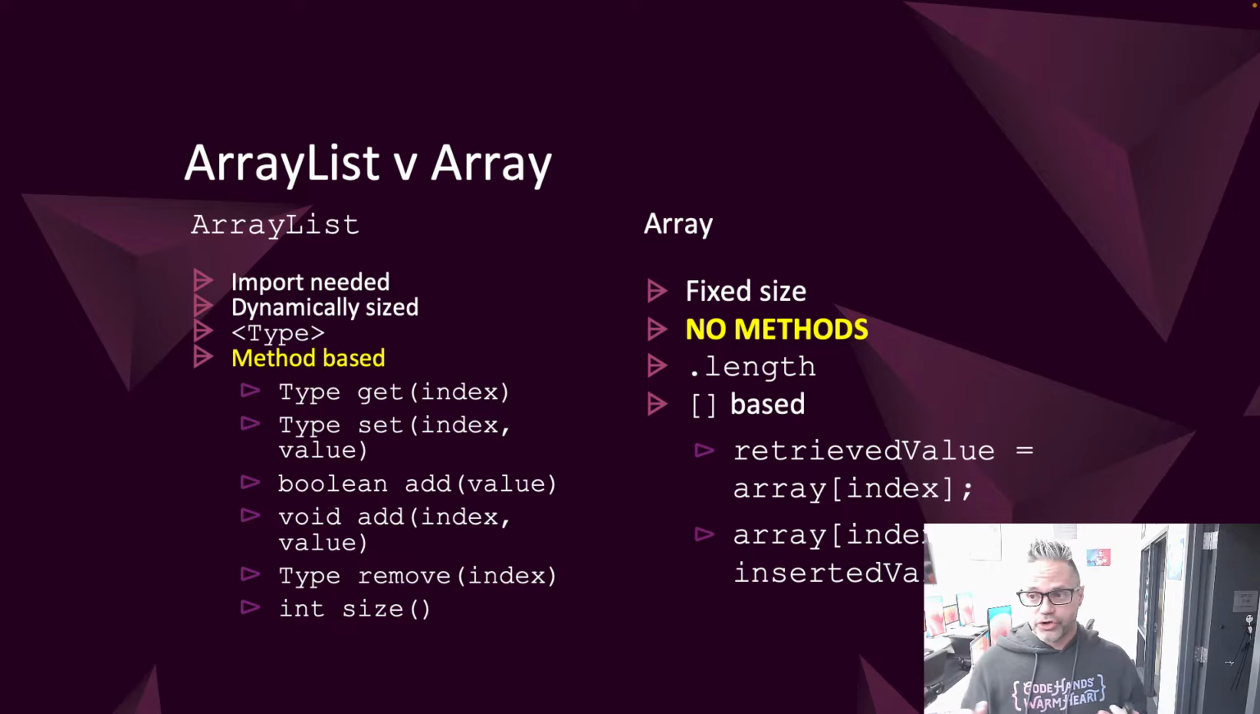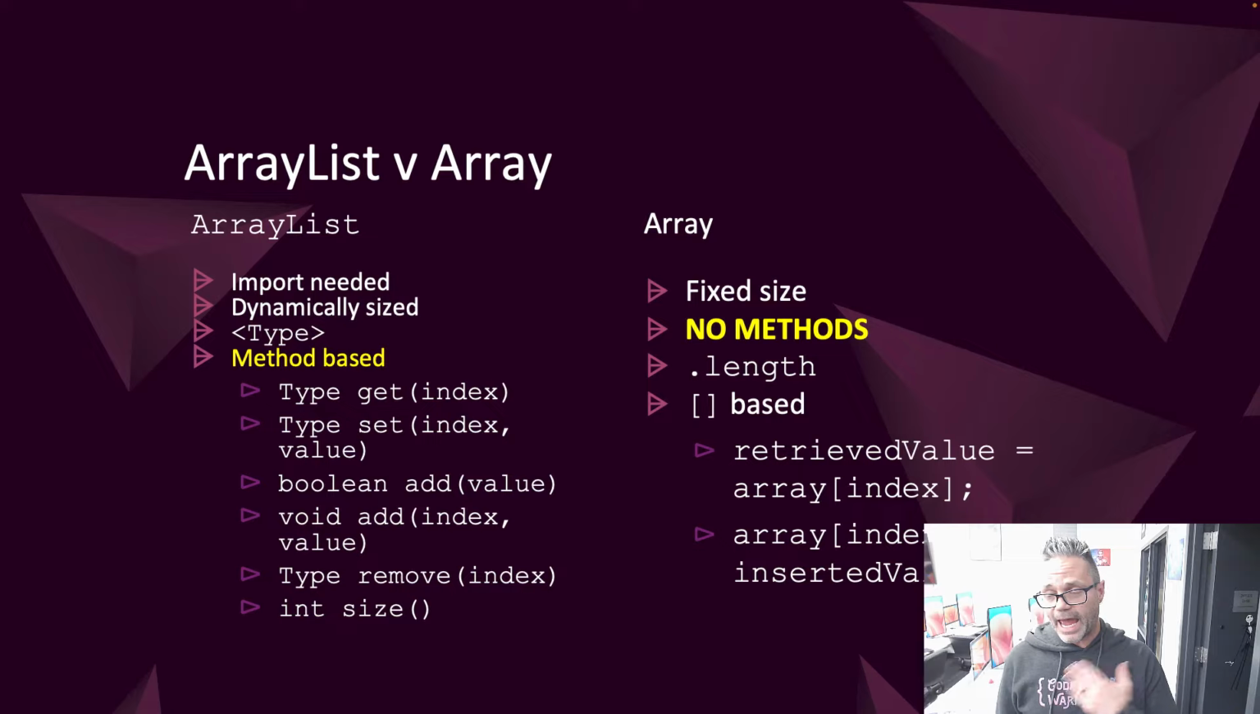ArrayLists and arrays. These are two linear data structures we work with in Computer Science A. ArrayList is my favorite one. It's an import needed structure. We have to use import java.util.ArrayList when we're writing code with that inside our actual projects. They are dynamically sized. They grow and they shrink as we need them to. We have the angle brackets type that go alongside the actual word. So anytime we're using the word ArrayList inside the code, we have the angle bracket type next to it because that tells us what's inside that actual structure.